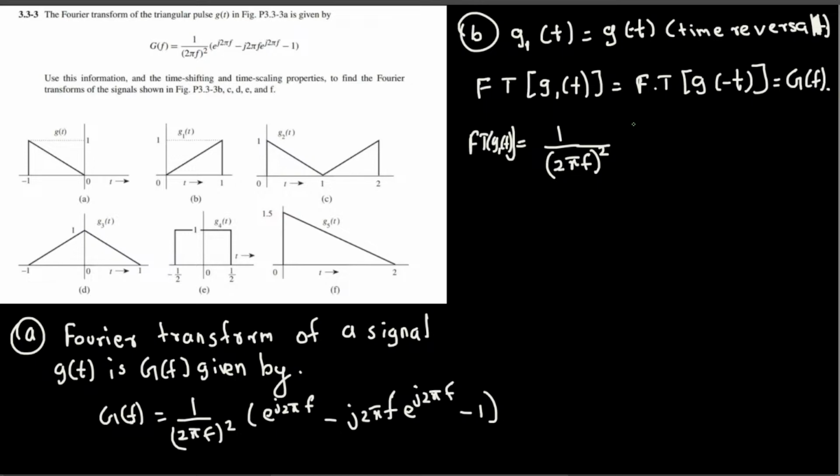Other than that, here we will have e power j2 pi f, and since we have f right here, we put a negative for this. And then here we have j2 pi f, so this f is going to be negative f, so the negative becomes positive, so we get positive j2 pi f right here, and then e power, and here also we have an f, so we put a negative for this, j2 pi f, minus 1. Okay, that is the answer for the b part.